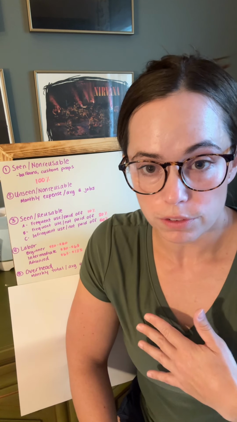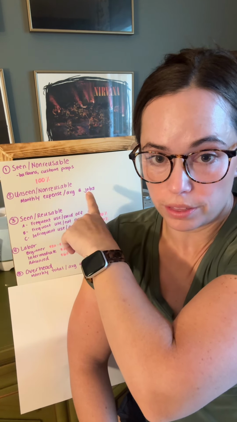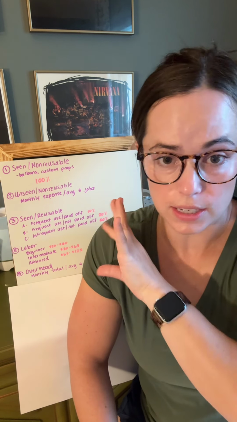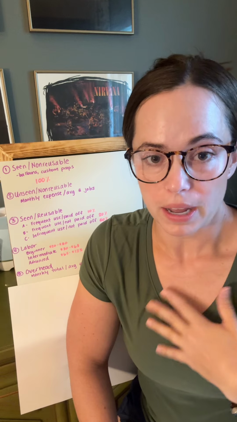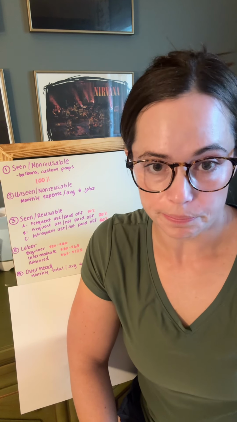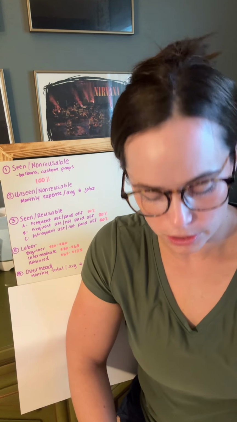The best way to do overhead is similar to what we did up here with the unseen and non-reusable, which is to take the total monthly expense, divide it by the average number of jobs that you have, and that will pass an appropriate amount on to each client. I feel like that category is pretty straightforward.